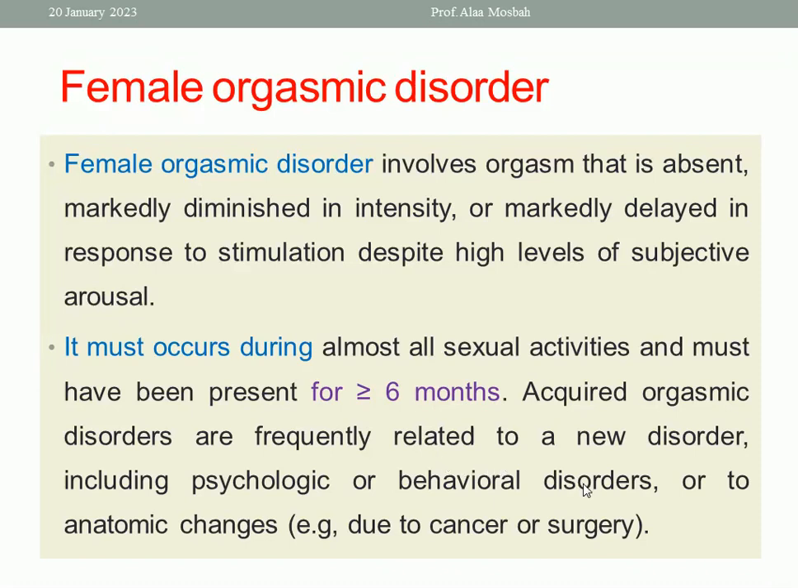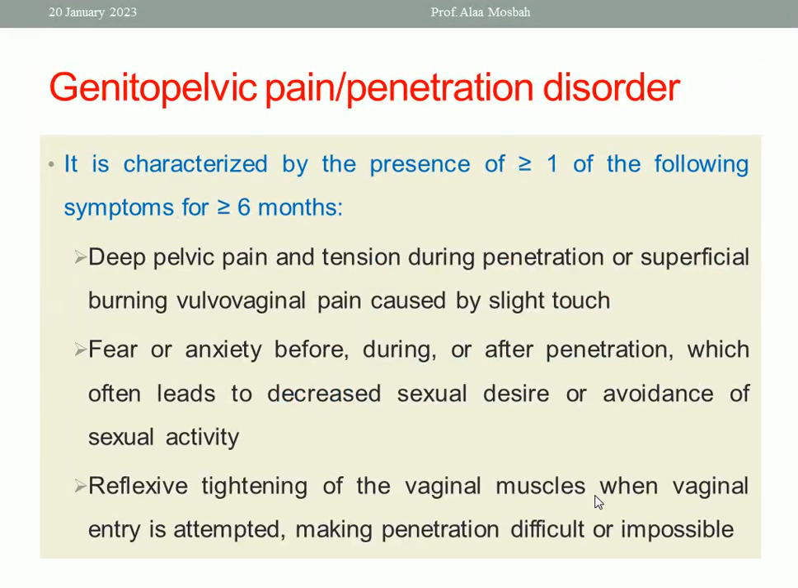Acquired orgasmic disorder is frequently related to new disorders, including psychological or behavioral disorders, or to anatomic changes, like women who have undergone genital surgery, or cancer, or treatment of cancer. So this is as regards the female orgasmic disorder. It could be lifelong, could be acquired, and so on.